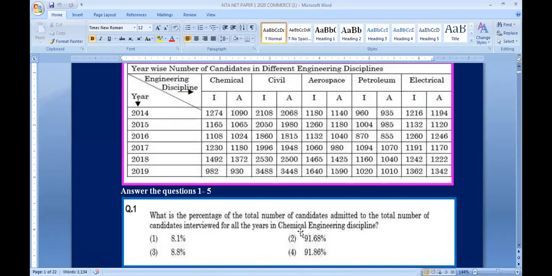What is the percentage of the total number of candidates admitted to the total number of candidates interviewed for all the years in chemical engineering discipline? The major error we do is researching the table before reading the question. My methodology is read the question first, then go to the table, because a lot of values given in the table are not at all important for the question. Our objective is to answer the question in the right way and move to the next one, scoring more marks.